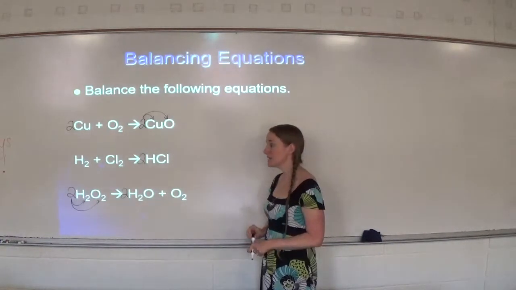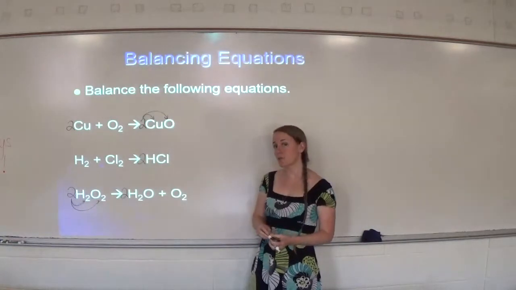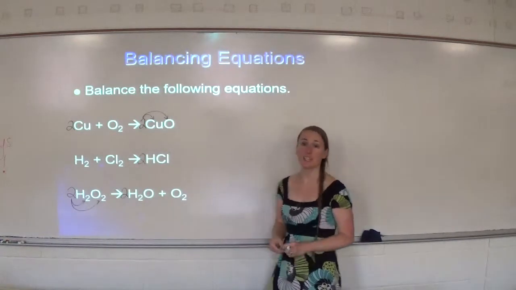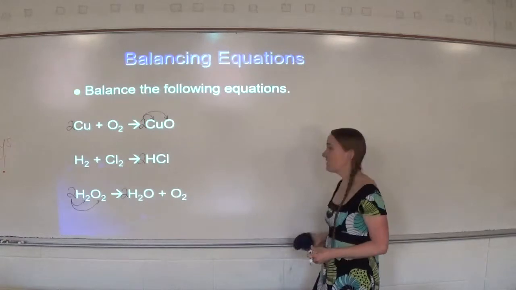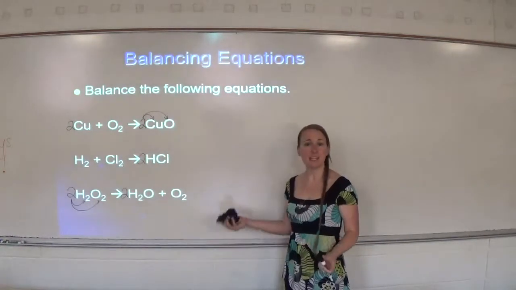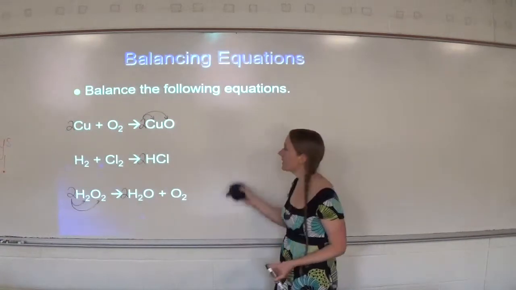So now it's balanced. So that doubling the odd ones, that's a trick that the sooner you learn, the easier this is going to be. Okay, if you have an oddball, just put a 2 in front of it to make it even, and then try to get it fixed from there.